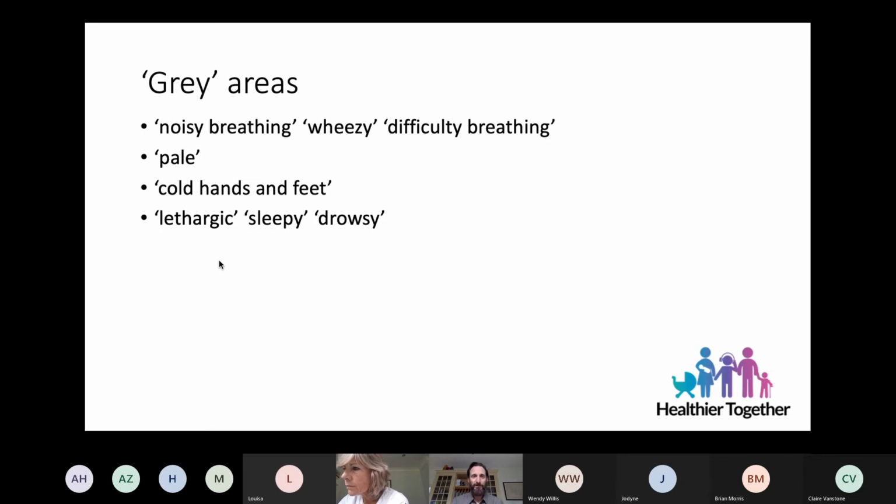The big one I think we find tricky are these words like lethargic, sleepy and drowsy. So I try and remind myself that what I'm doing here is essentially doing a remote GCS assessment. That's what we're trying to assess, the cognitive functioning, the neural functioning in a child. And so what you want to do is use the parent or carer who's with the child essentially to do that remote assessment with you.